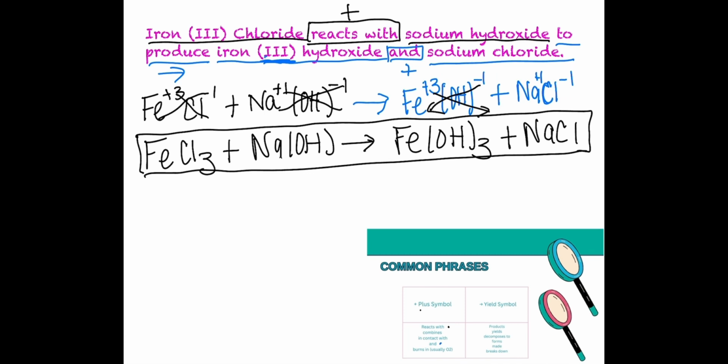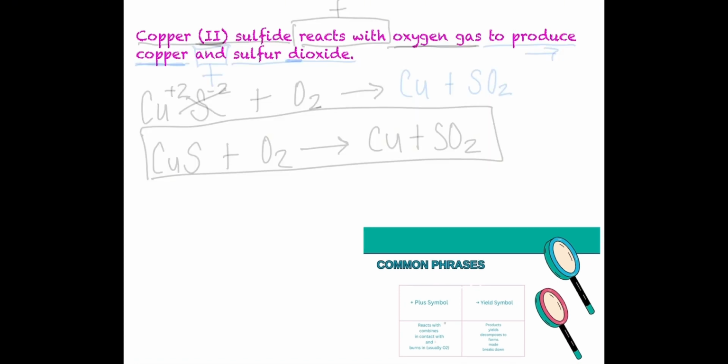So let's go to our next example. We have copper(II) sulfide reacts with oxygen gas to produce copper and sulfur dioxide. Let's identify our reactant. We have copper(II) sulfide. Our reactant is what we start with. And I see the term "reacts with."